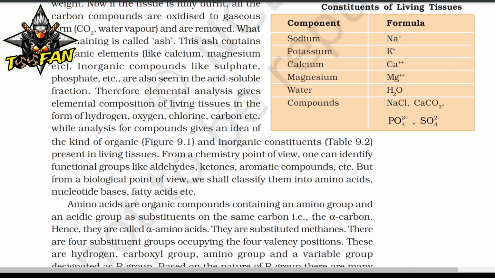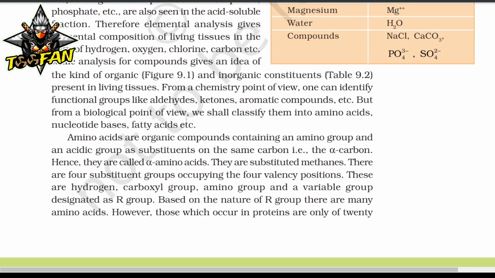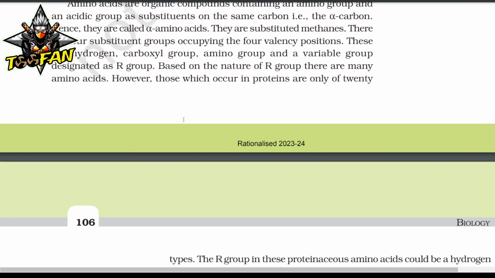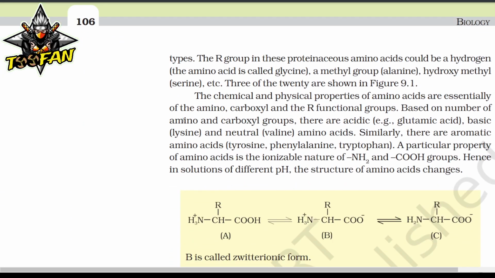They are substituted methanes. There are four substituent groups occupying the four valency positions. These are hydrogen, carboxyl group, amino group, and a variable group designated as R group. Based on the nature of R group, there are many amino acids. However, those which occur in proteins are only of 20 types. The R group in these proteinaceous amino acids could be a hydrogen. The amino acid is called glycine. A methyl group, alanine, hydroxyl methyl, serine, etc. 3 of the 20 are shown in the figure below.